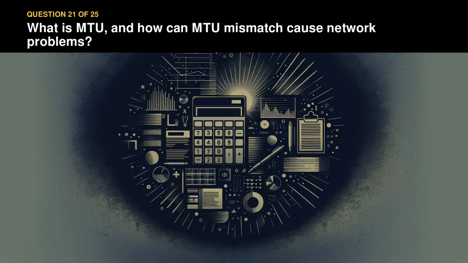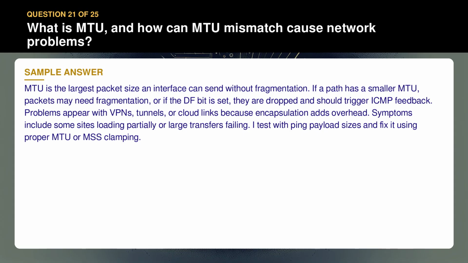Question 21. What is MTU, and how can MTU mismatch cause network problems? MTU is the largest packet size an interface can send without fragmentation. If a path has a smaller MTU, packets may need fragmentation, or if the DF bit is set, they are dropped and should trigger ICMP feedback.